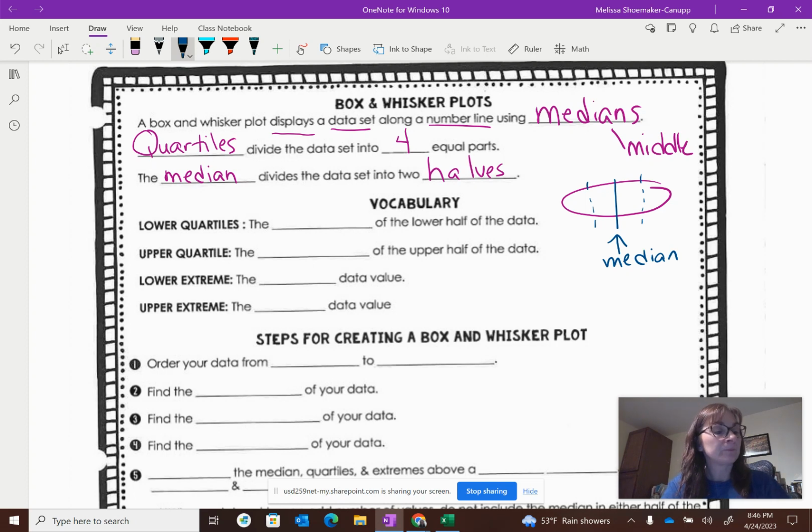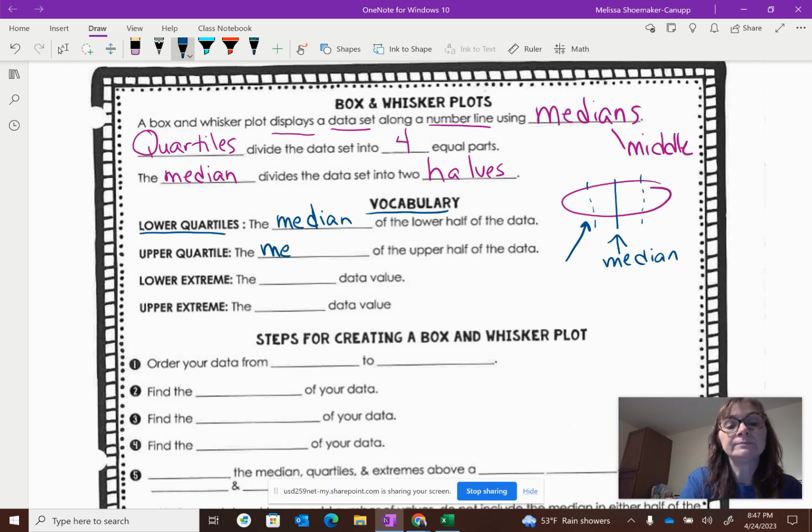Okay, moving on. We have our vocabulary, the lower quartile. The lower quartile is the median of the lower half. So that would be this right here. The upper quartile is the median of the upper half. That would be up here. Remember, we were calling these quartile 1, quartile 2, and quartile 3.